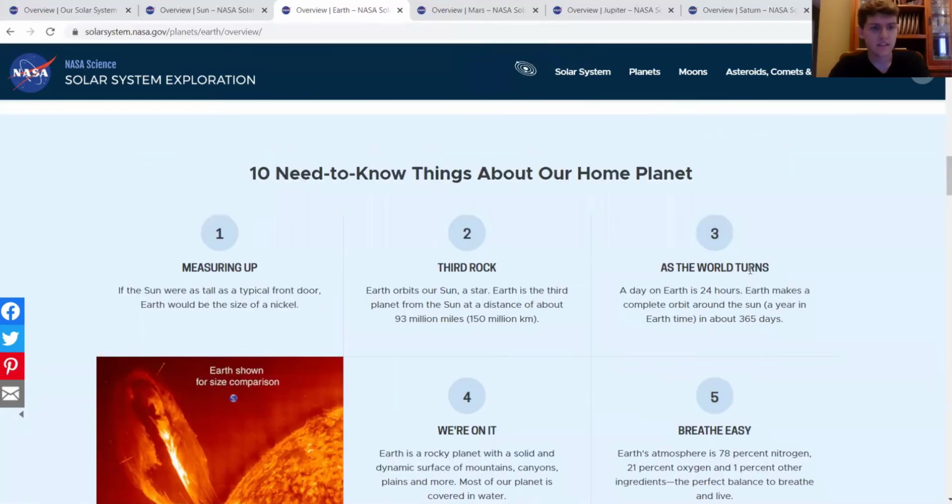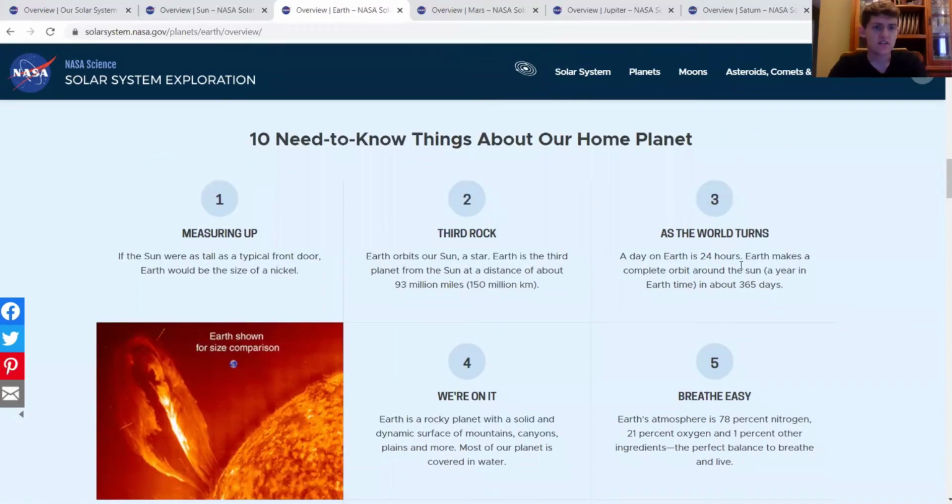Okay, so here are some facts. So if the sun was as tall as a typical front door, so we know this one. Earth orbits our sun, a star. Earth is the 3rd planet from the sun at a distance of about 93 million miles. That's a lot of miles.